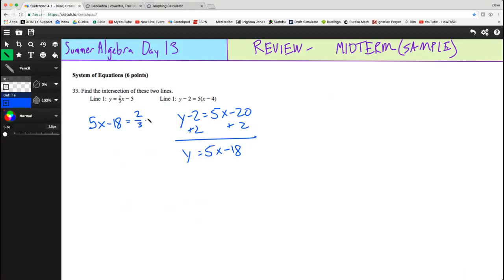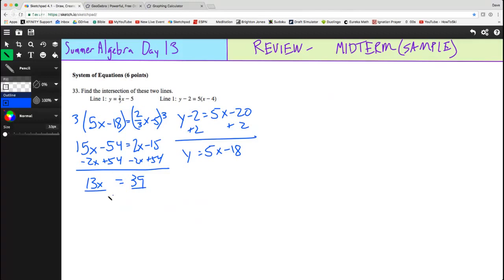Now, to make things easier, I'm just going to multiply everything by 3, and I get 15x minus 54 equals 2x minus 15. So subtract 2x from both sides, 13x. Add 54 to both sides, equals 39, so x equals 3.